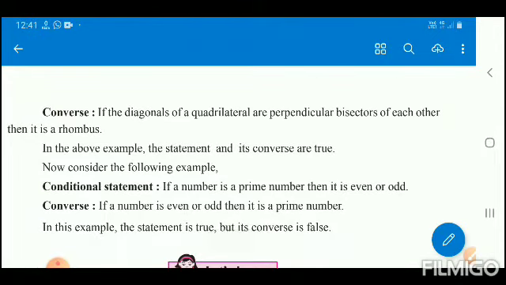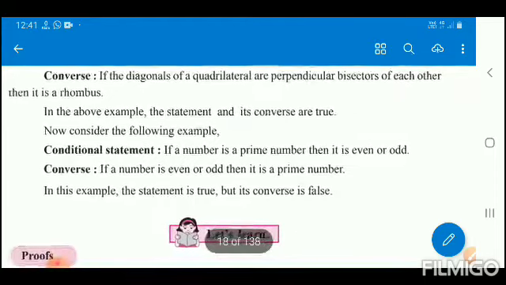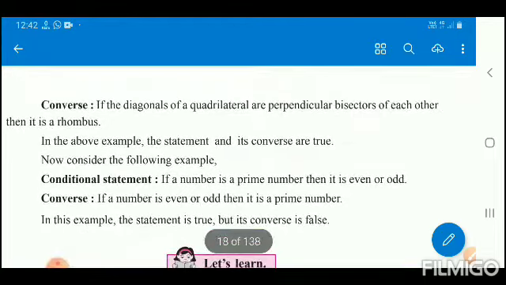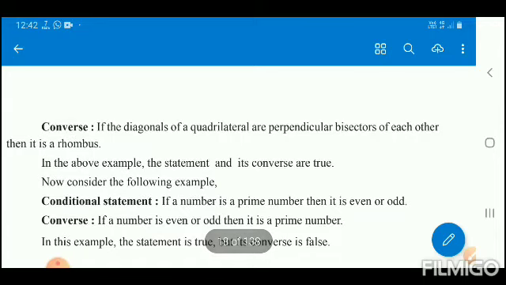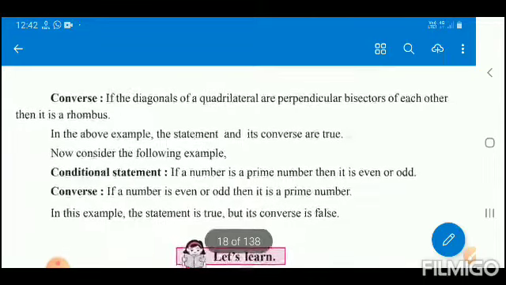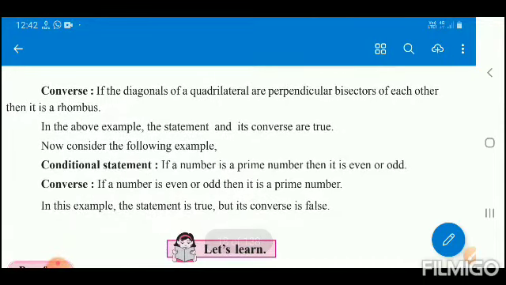The conditional statement is: if a number is a prime number, then it is even or odd. You know about prime numbers. A number whose only divisors are 1 and the number itself is known as a prime number. As well, you know the even numbers and odd numbers also. Now we will make the converse of this statement. If a number is even or odd, then it is a prime number.